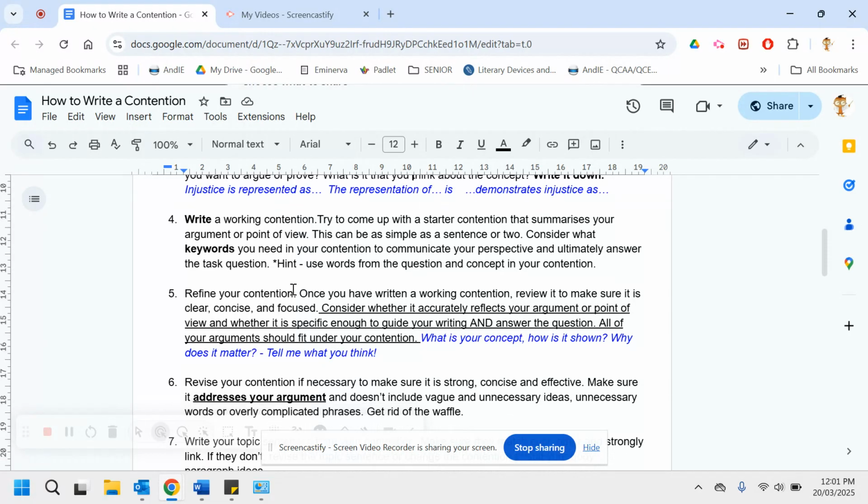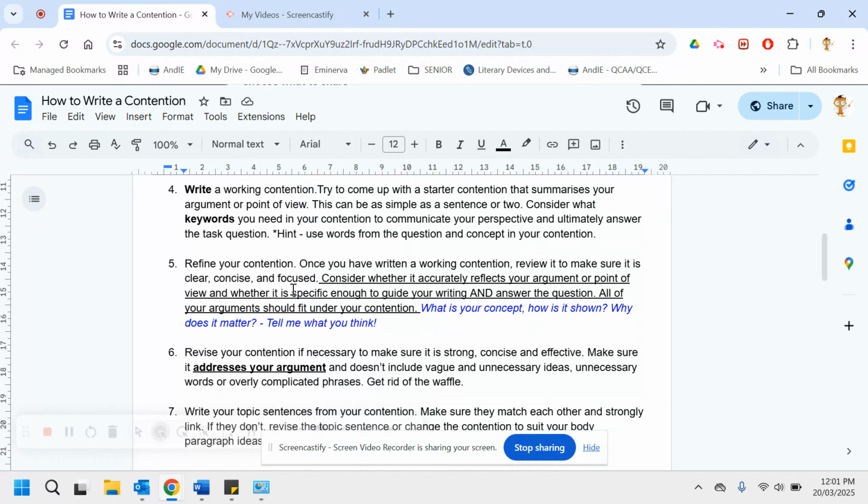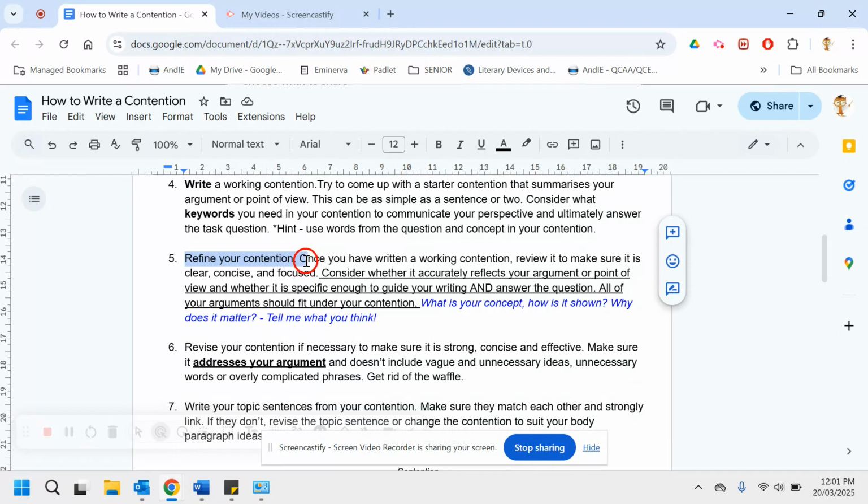So the first one you write is going to be rough, and you're probably going to write it 2, 3, 4 times until you refine it, which is step 5, to what you actually want it to be. What you need to do is review it to make sure it's clear, that it's concise, and that it's focused. Okay, don't waffle. So essentially, your contention should tell me what your concept is, how it's shown in the text, and why it still matters.